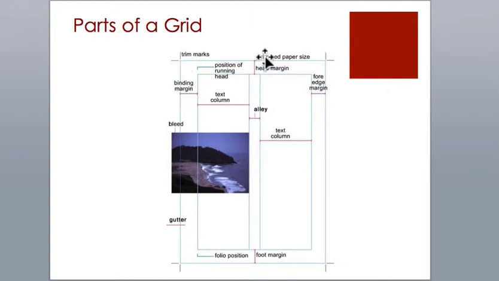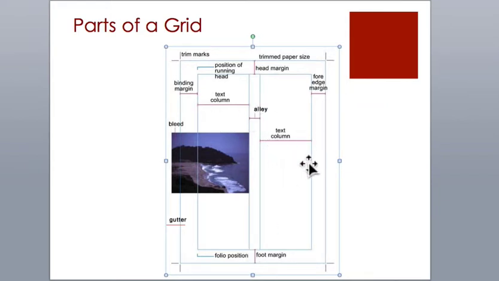And they started calling alleys, which is the space between the columns, gutters, and they're not gutters. The gutter is the binding edge where two pages are attached together, and that's the gutter. Okay, so when you see that word gutter, that's what it means. It doesn't mean alley, which is the space between the columns.